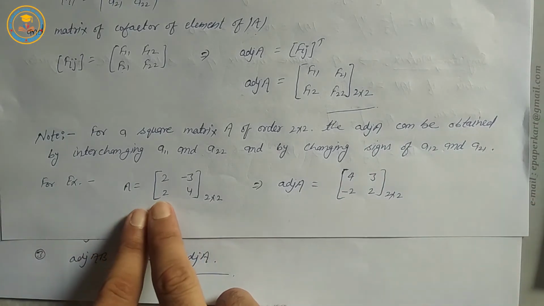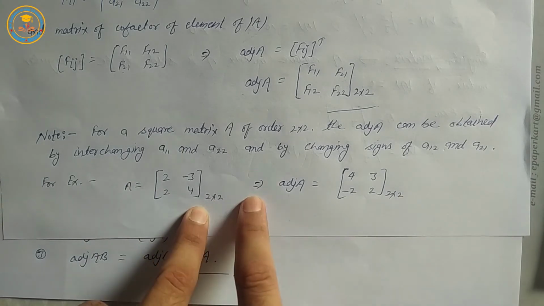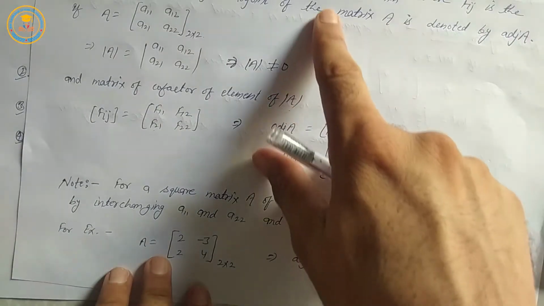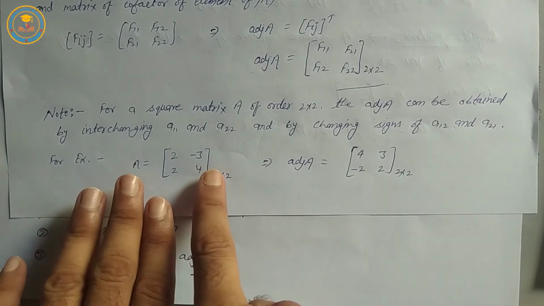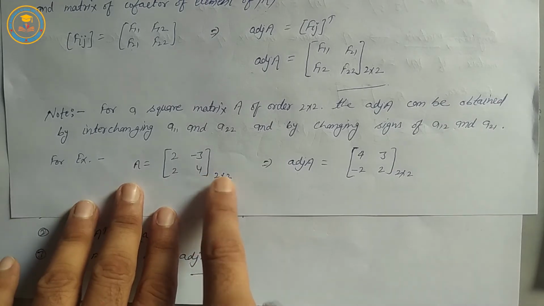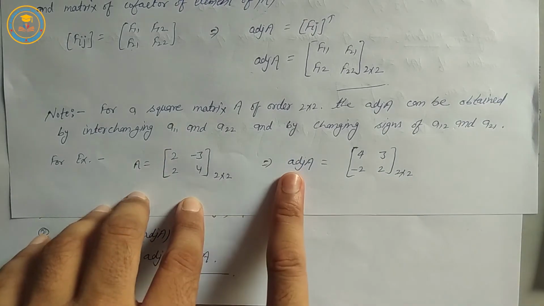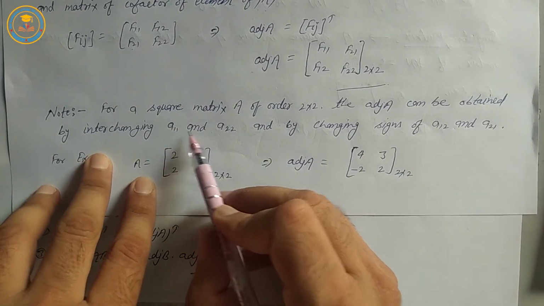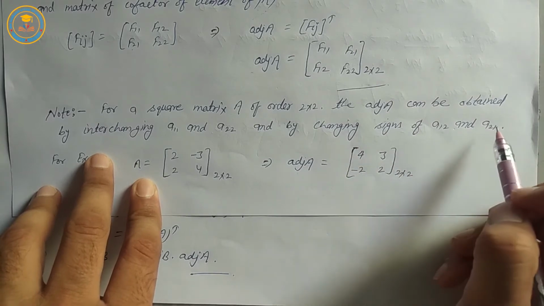If the order of matrix A is 2 by 2, then the direct adjoint of A is equal to something. Adjoint A working rule: if the order of matrix A is 2 by 2, the direct value of adjoint A is obtained by interchanging A11 and A22 and by changing the sign of A12 and A21.